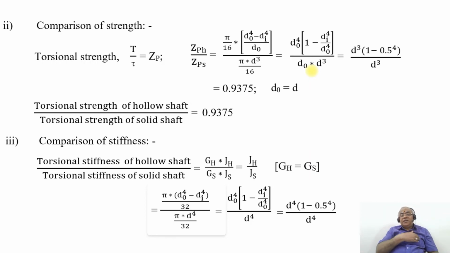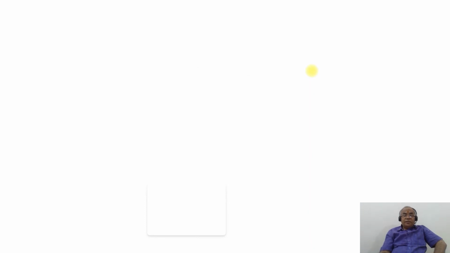As we know that D naught is equal to D, so D to the power of 4 into 1 minus 0.5 to the power of 4 divided by D to the power of 4. D to the power of 4 in both the numerator and the denominator cancels. So it will be equal to 0.9375, as D naught is equal to D. So this is how you will be able to solve this particular problem. Thank you.